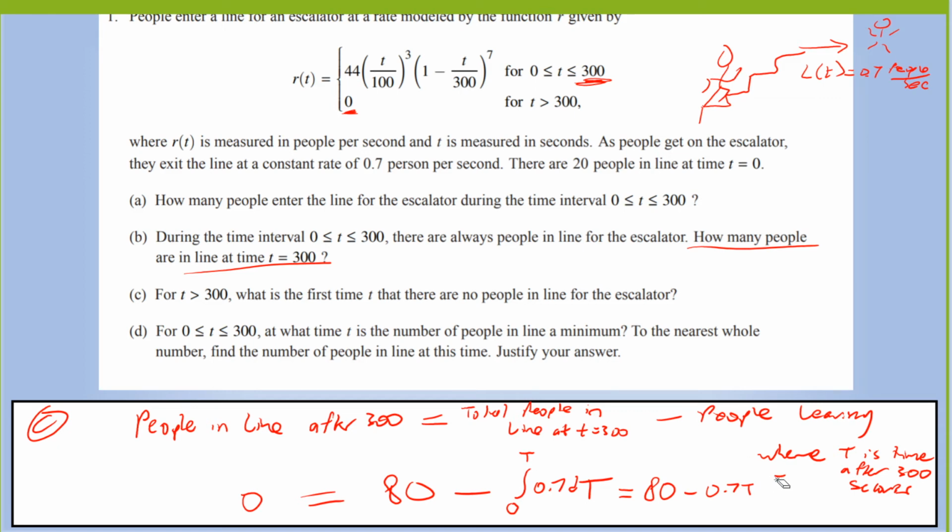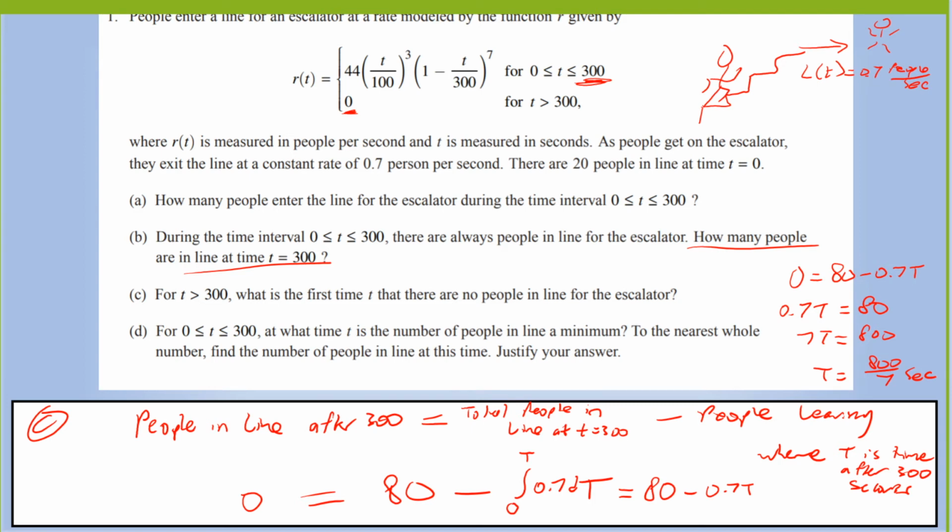So that's just going to be 0.7 t. So that gives us an equation. I am out of space, so I'm going to go ahead and draw up here maybe. So I've got 0 equals 80 minus 0.7 t. And I need to solve for t. So I'll move this over. 0.7 t equals 80, or 7t equals 800. Multiplied both sides by 10. T is 800 over 7 seconds.